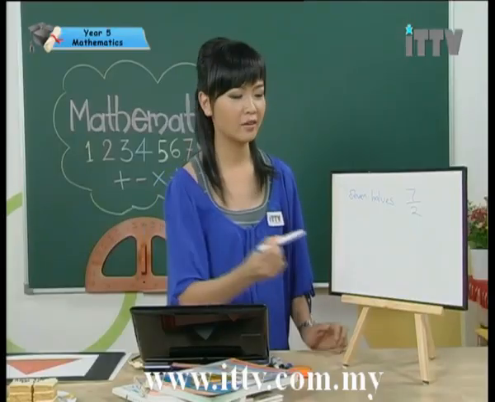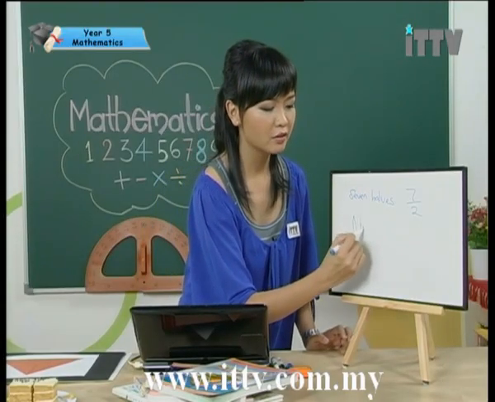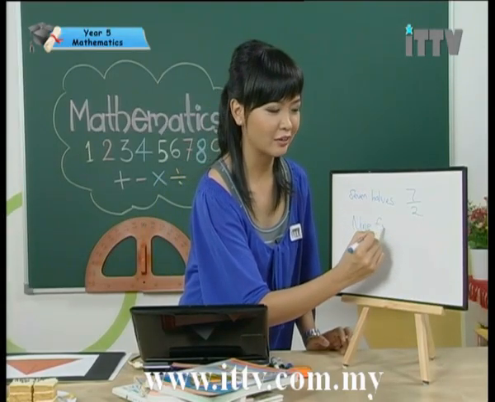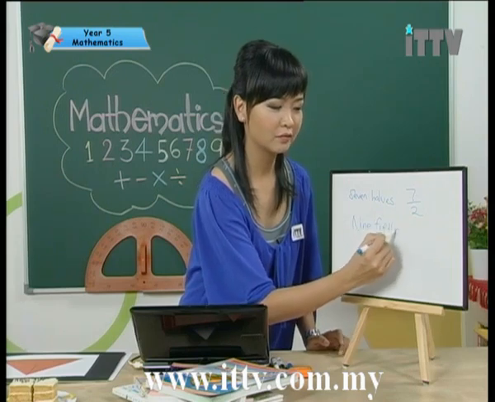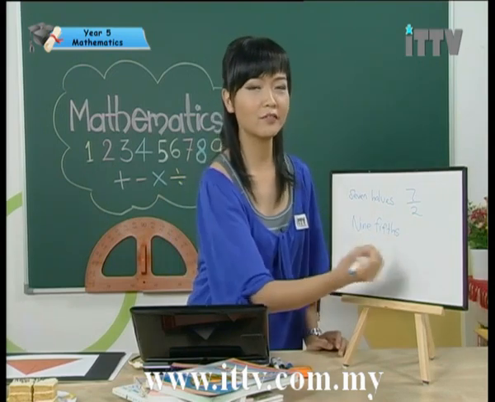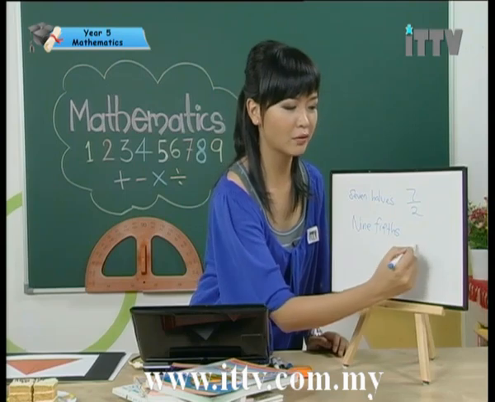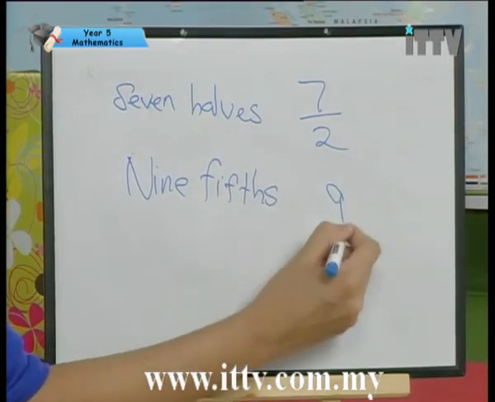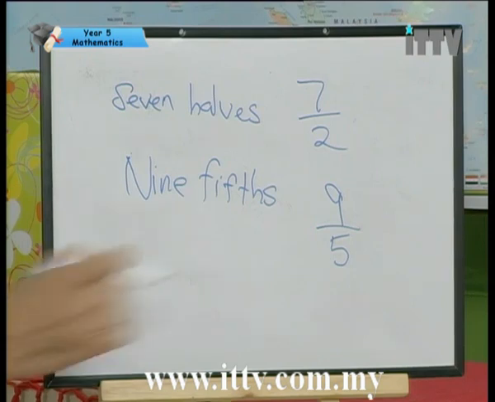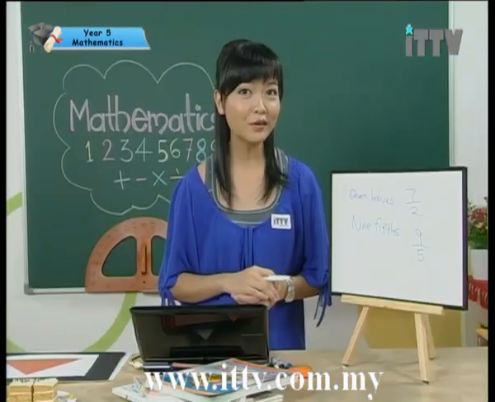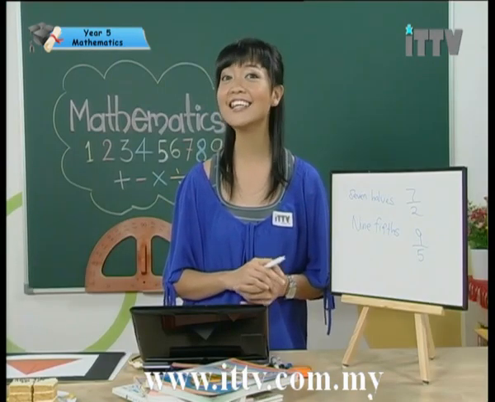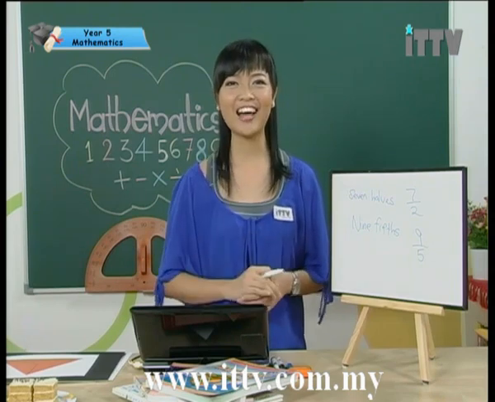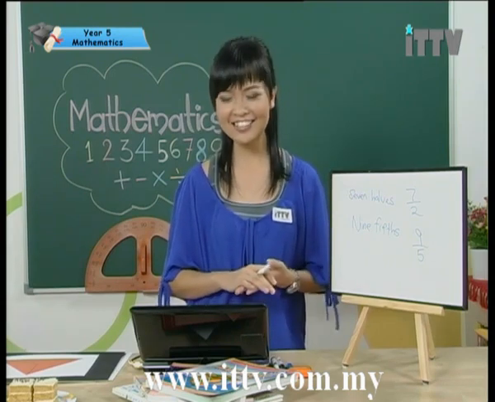Now, the second one, 9 fifths. What do you think is the answer? Fifths. Okay, so fifths, we know there are 5 pieces that makes up a whole. So 9, you just put a number 9 at the top. There you go. 9 fifths, also known as what? 9 over 5. Pretty easy, isn't it?